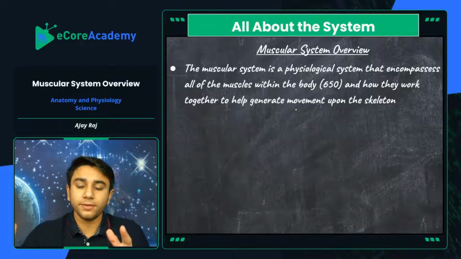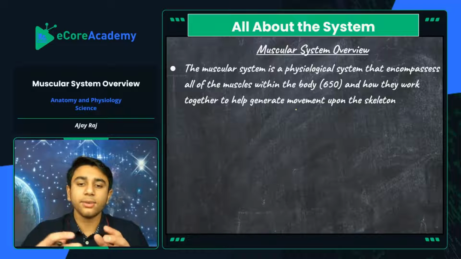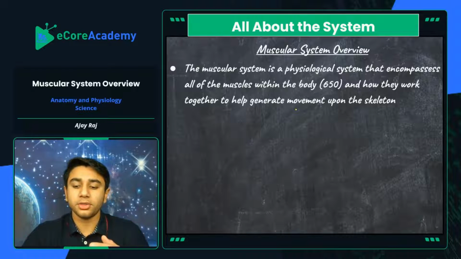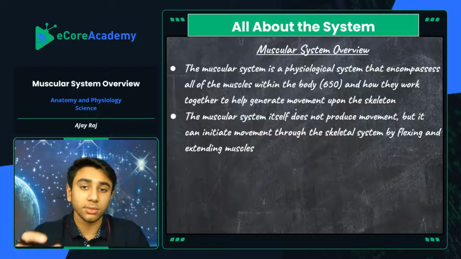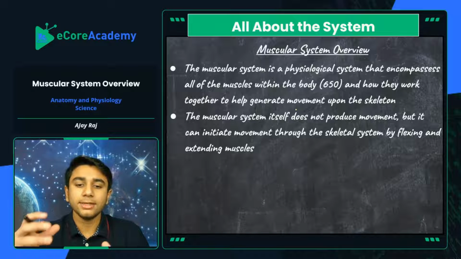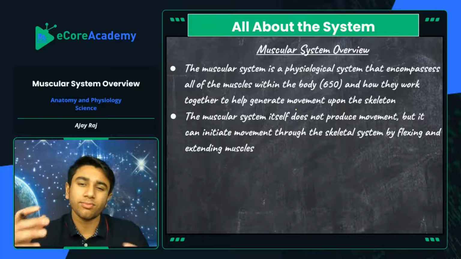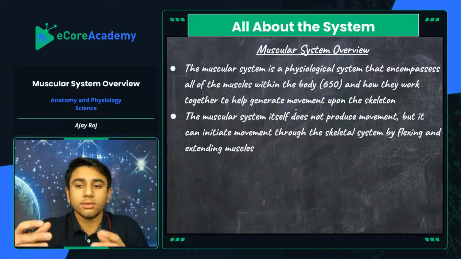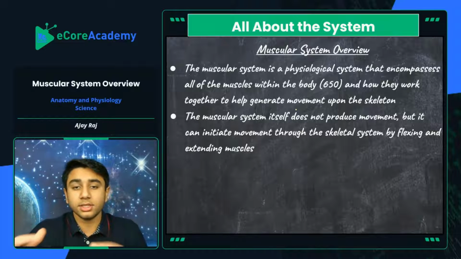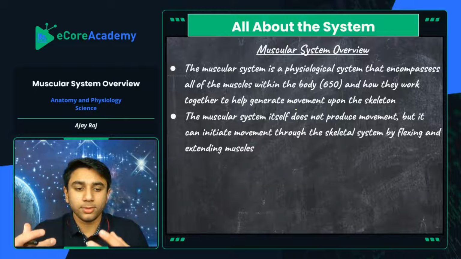So there are 650 muscles in the body, give or take, 640 to 650, and how they work together helps generate movement upon the skeleton. And of course, the skeleton itself is very flexible, much more flexible than you think. It has a lot of spongy bone within it. It only breaks when there's a lot of pressure and maximum contortion, but that's really how your muscles bend that skeleton in order to provide movement for the body.